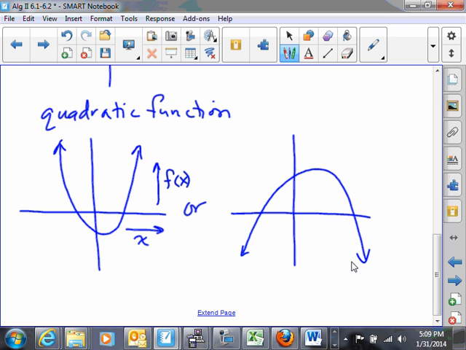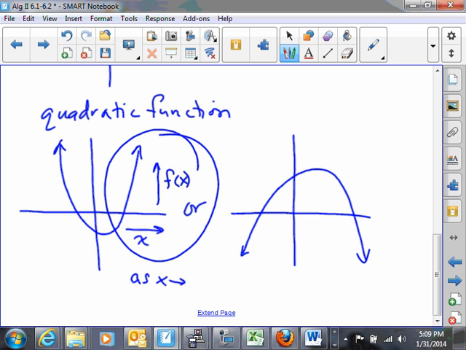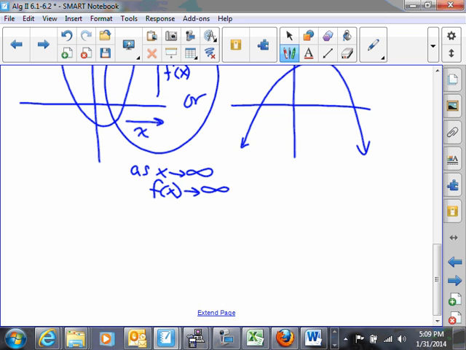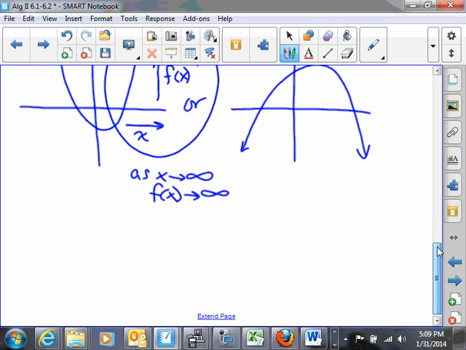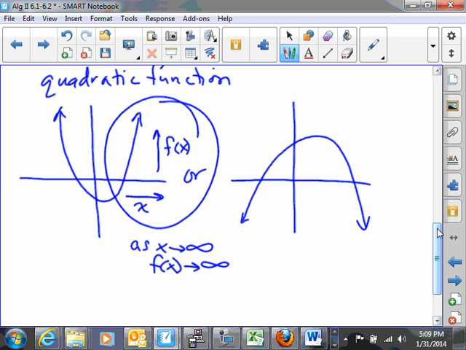Now, the way we would describe this behavior is we would write, as x increases without bounds, f of x also increases without bounds. Now notice what I wrote was as x approaches infinity, f of x approaches infinity, but what I said was x increases without bounds and f of x increases without bounds. If you think of it that way, that should help.